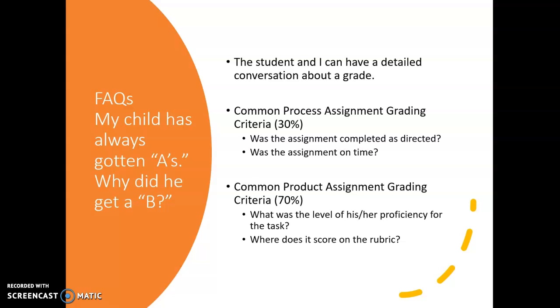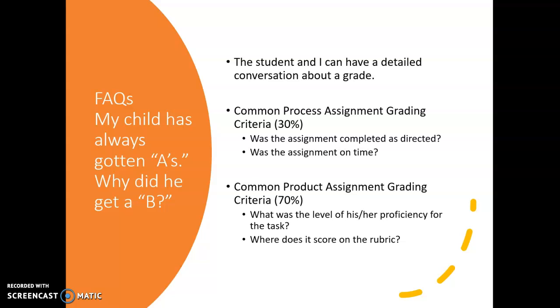I do follow the school's grading policy with 30% process grades and 70% product grades. But the questions on the screen may help you to understand how those are being scored. So a process assignment is something that is just graded on completion and timeliness. So did they do the assignment as it was directed, and did they turn it in on time? If it's completed, then it gets 100%.